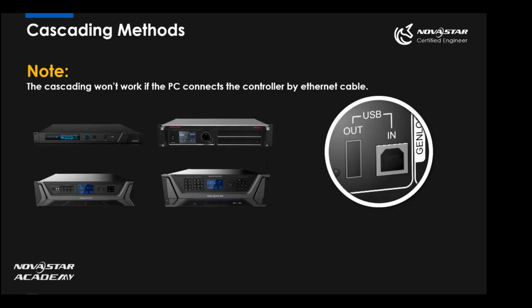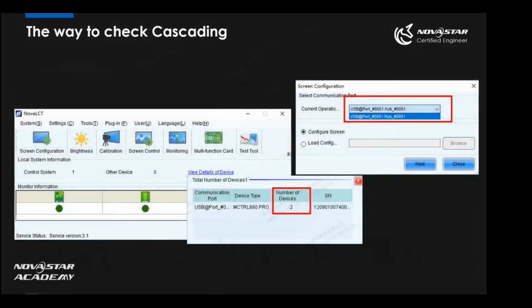Now we have all of the hardware connection ways about the cascading. So next, we need to check whether our connection is working or not. Of course, we will use the configuration software. It's called NovaLCT. After we have done the hardware connection of the cascading, we run the software and log in, and we click to connect the hardware.